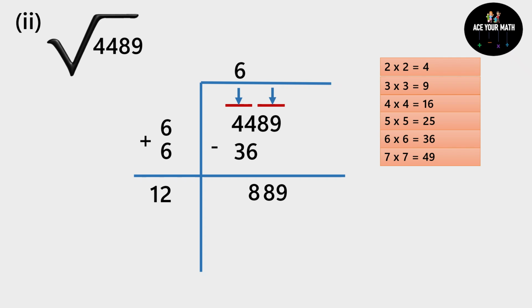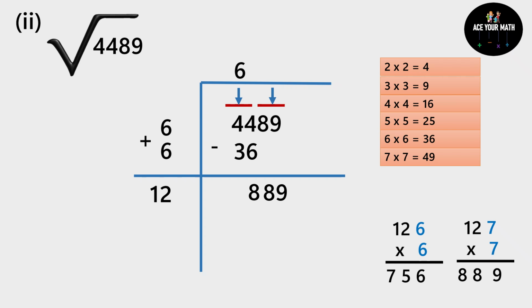Now the next step is you will form different combinations with 12. So write 12 in your practice area. Now let's say you tried with 6 first. So when you multiply 126 with 6, you get 756 as the answer. Now you can try one more number. Now let's say you tried this time 7. So 127 sevens are 889. See, we were looking for 889 only. It means your required digit is 7.